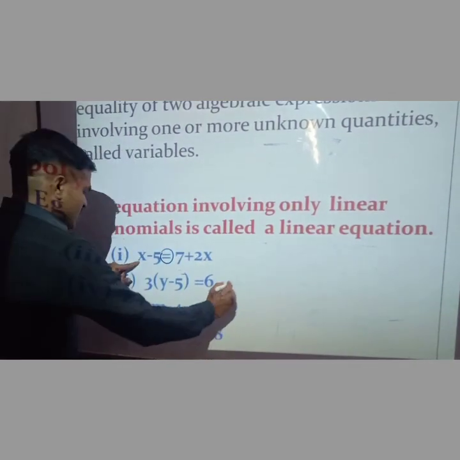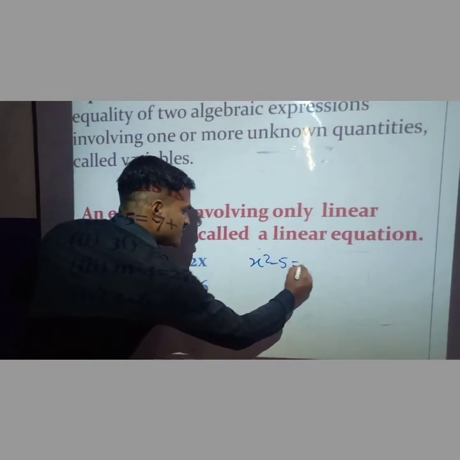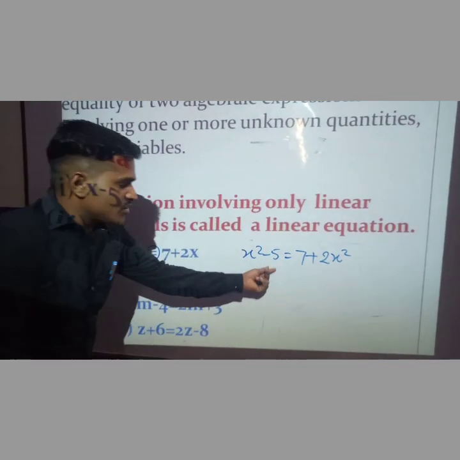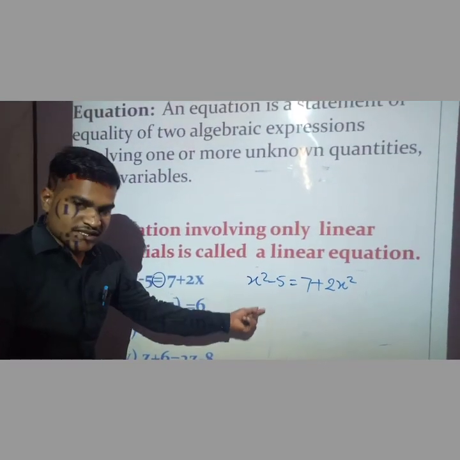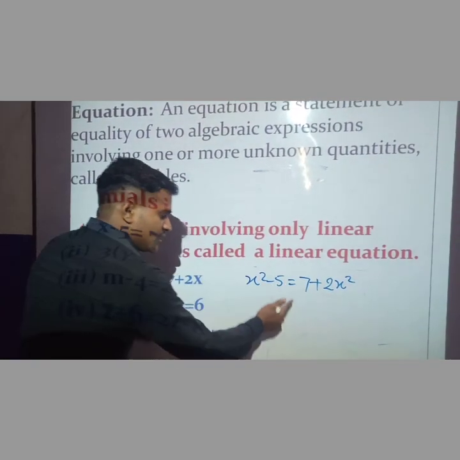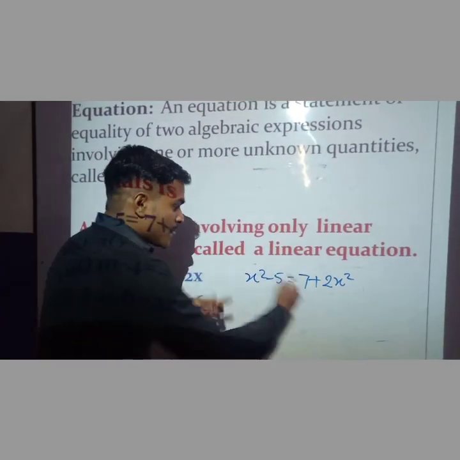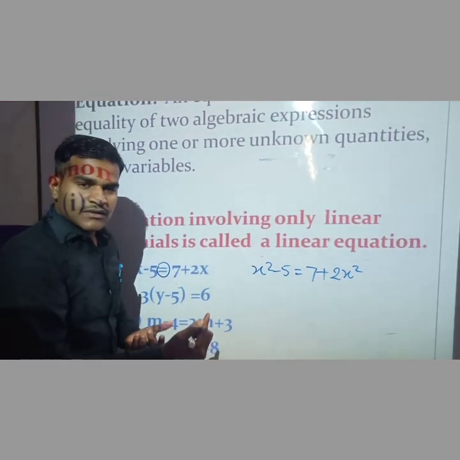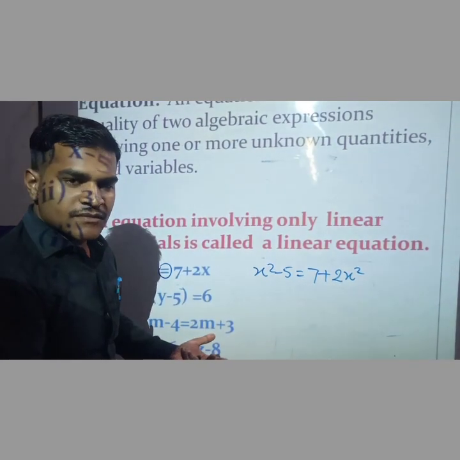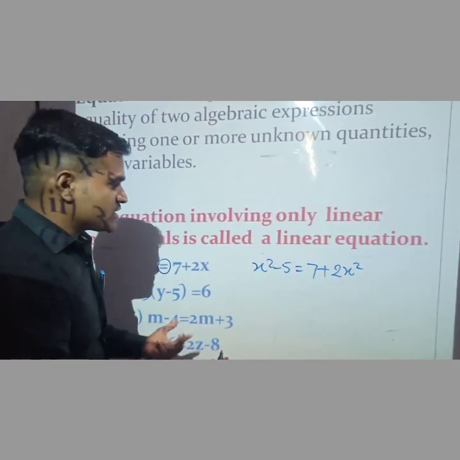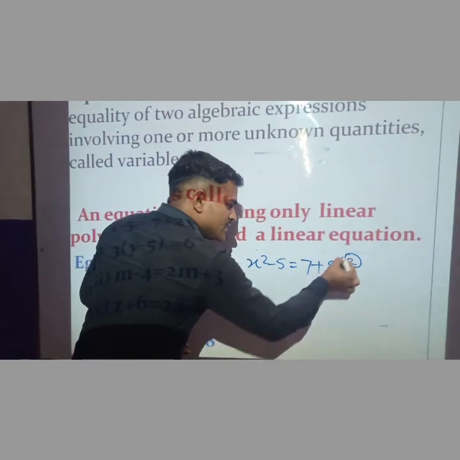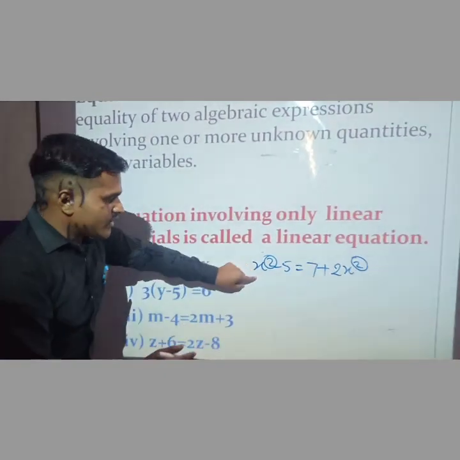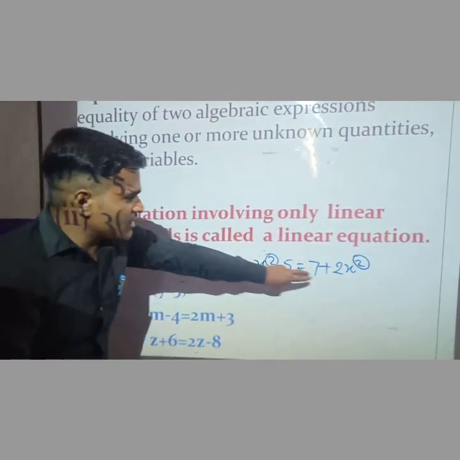But if we write x square minus 5 is equal to 7 plus 2x square, is this a linear equation? Is it an equation? Yes, it is an equation because an equality sign is there, which denotes left hand side is equal to right hand side. But is it a linear equation? Yes or no? If no, then why? Because its degree is 2. In this equation we find the power of the variable is 2. So that is not a linear equation.